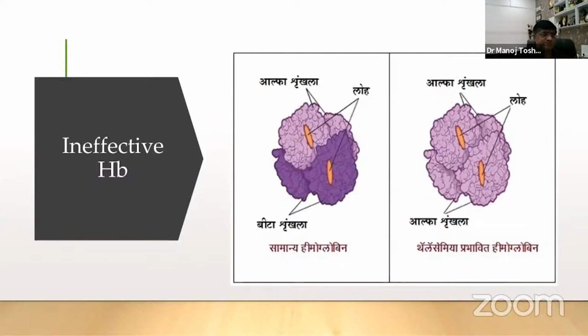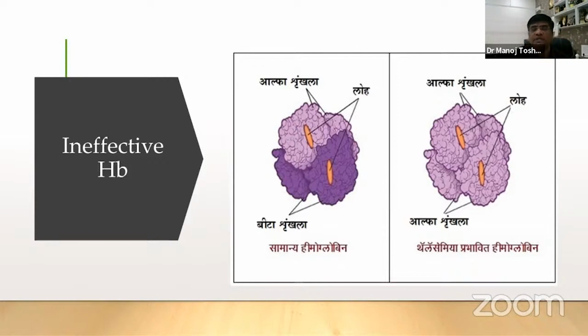Usually normal hemoglobin contains four chains, alpha and beta. That is why normal hemoglobin looks like this, where they have four iron molecules, two are seen, two might be on the other side. So it looks like four iron molecules and four globin chains. But whenever there is thalassemia, the beta chains are reduced. Let's talk about beta globin.